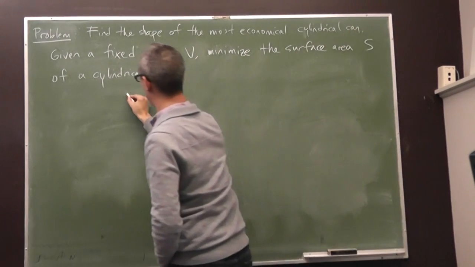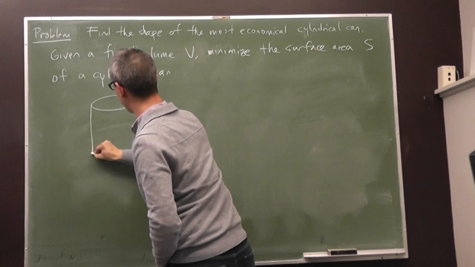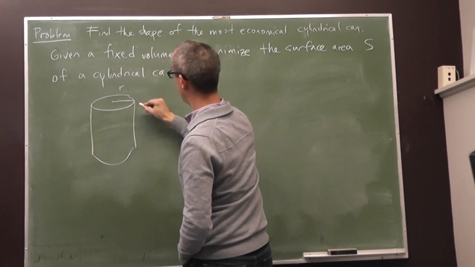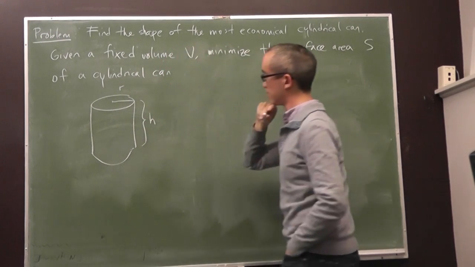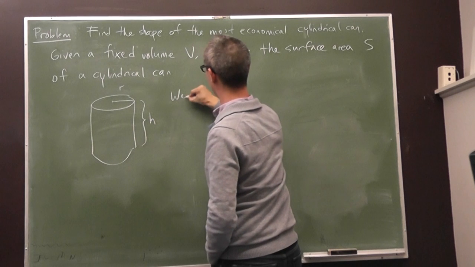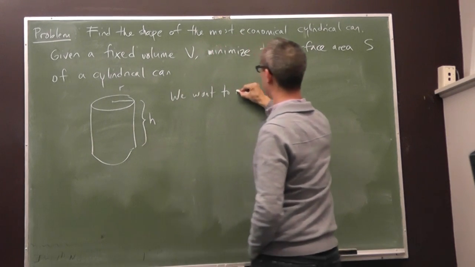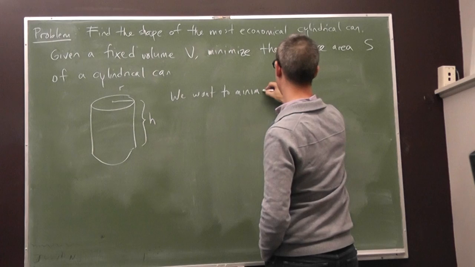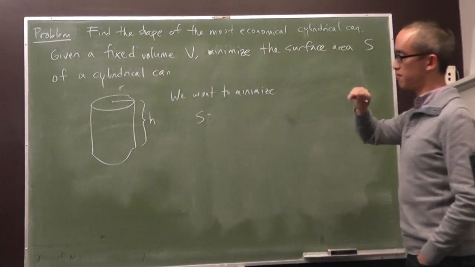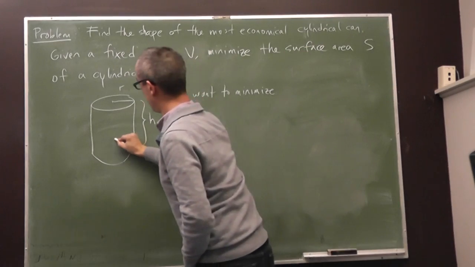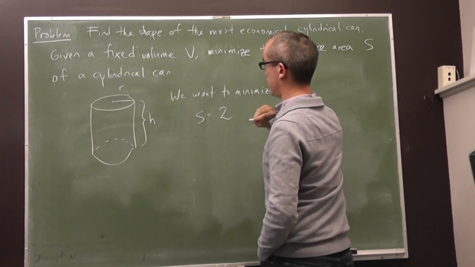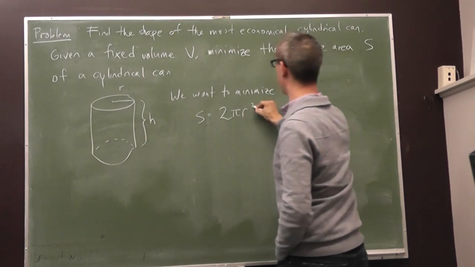Let me begin just by drawing a picture. So here's our cylindrical can. Let's say it's of radius r and of height h. So in this particular case, the surface area, the thing we want to minimize, consists of three parts. We have a circle at the top and a circle at the bottom. So we have two shapes of area pi r squared.